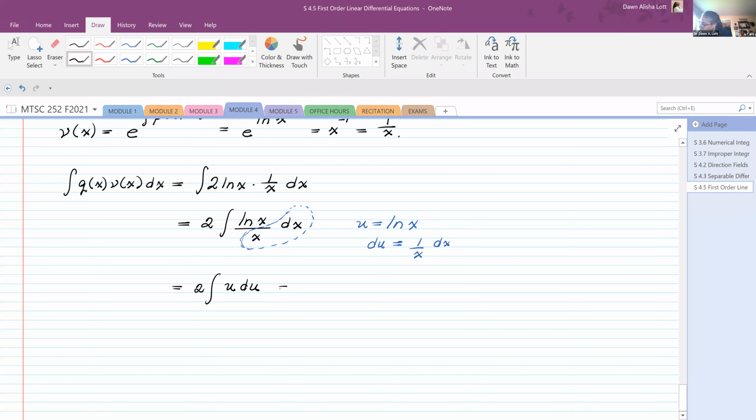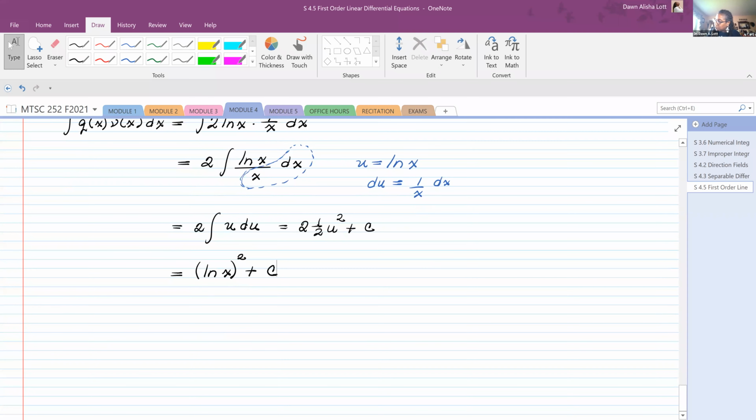So that's 2 times 1/2 u squared plus a constant. So I get simply the natural log of x quantity squared plus a constant. Okay, I'm done.